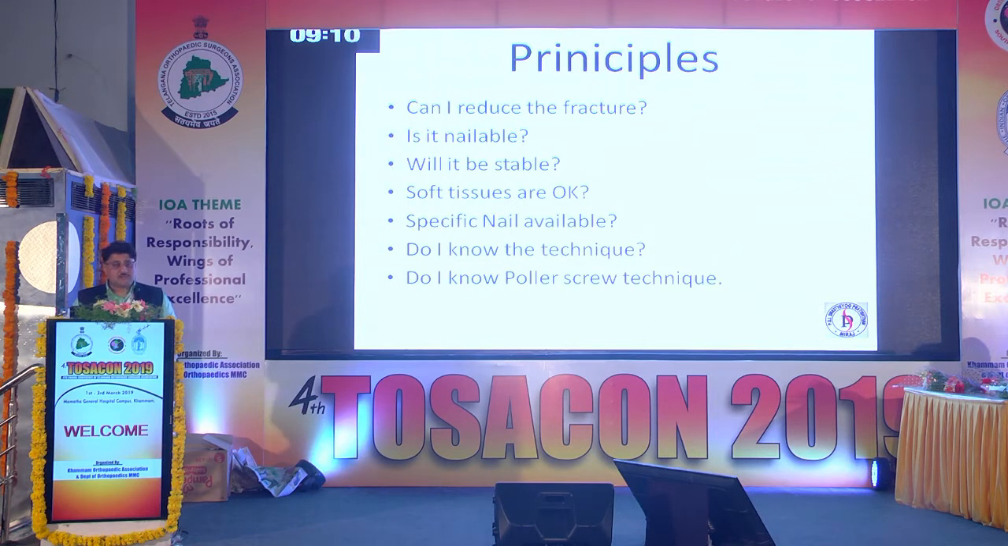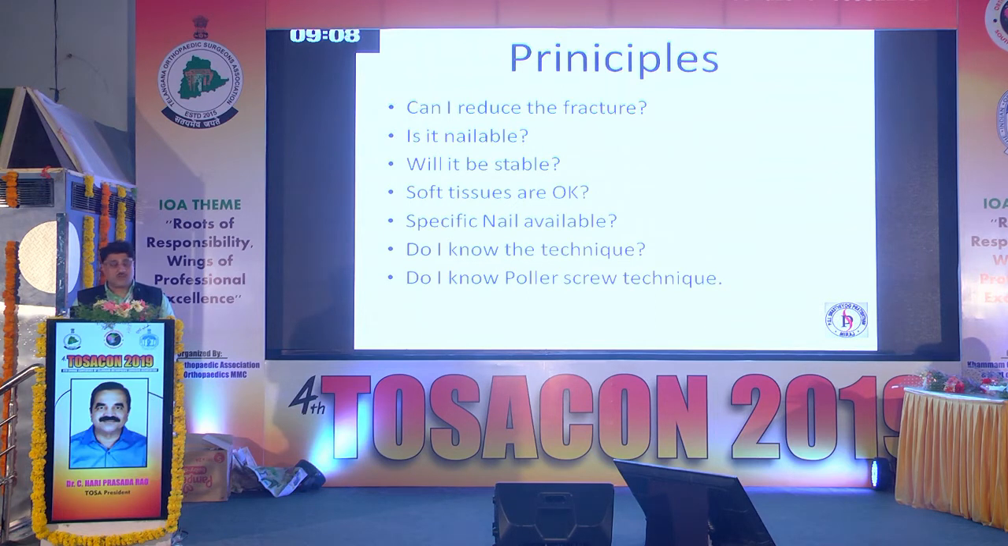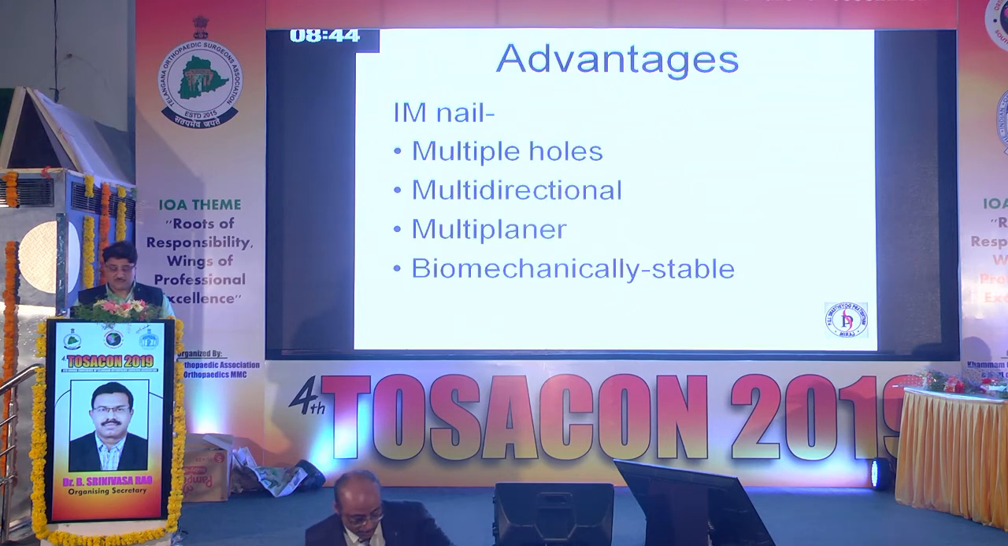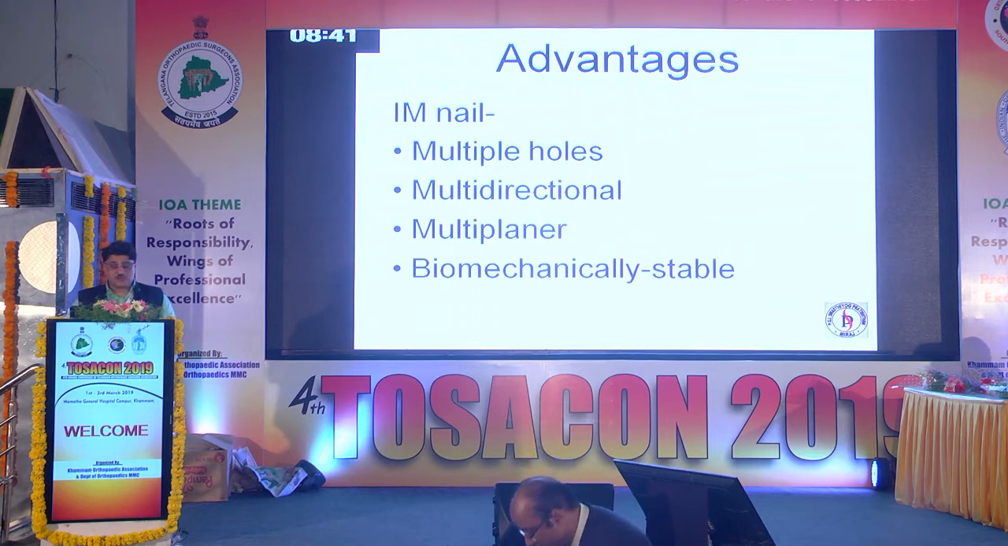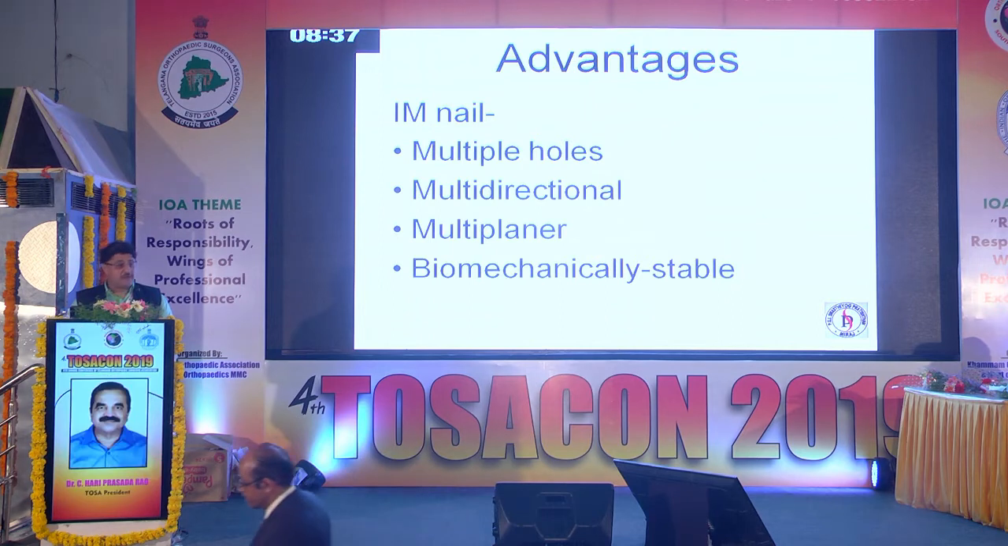In principle, you must ask a few questions. Can I reduce this fracture? Is it nailable? Do you have special nails to stabilize it? Will it be stable after the nailing? Are the soft tissues okay? Are the specific nails available on the table? Do I know the technique of proper nailing? And do I know the poller screw technique, if at all you want to use it to reduce these fractures and maintain the reduction? So the IM nail must have multiple holes, be multidirectional, multiplanar, and a biomechanically stable nail.